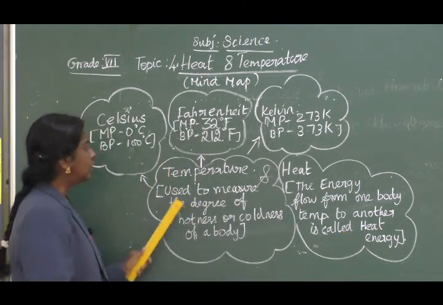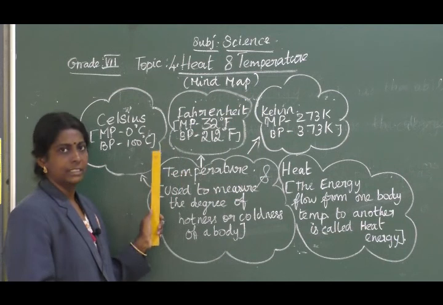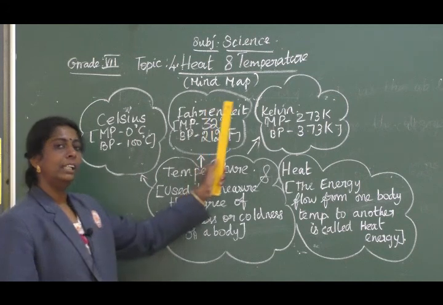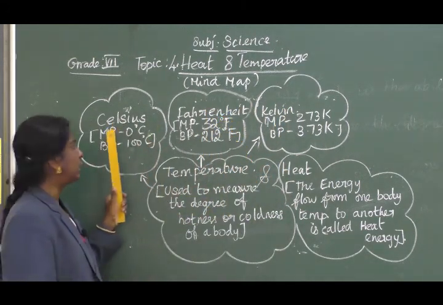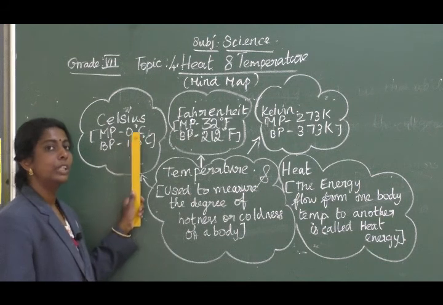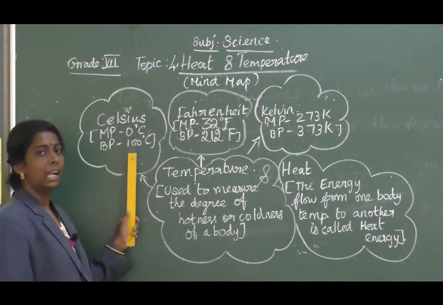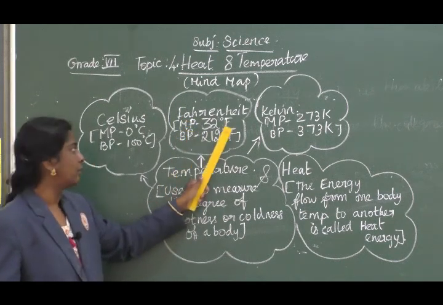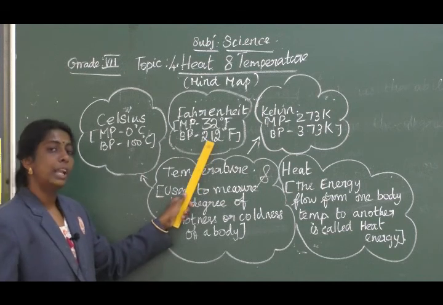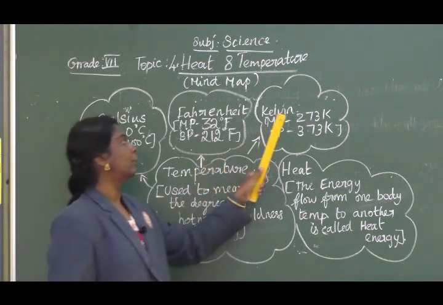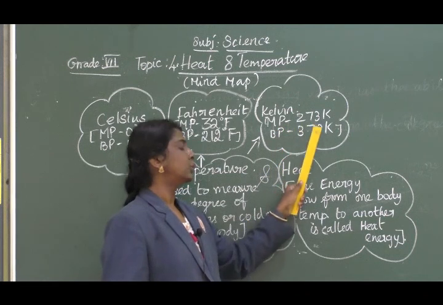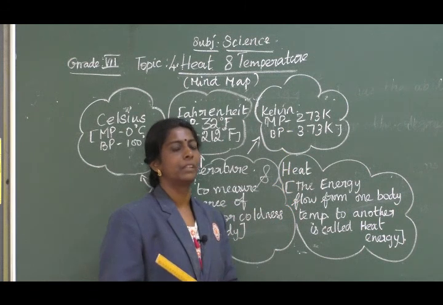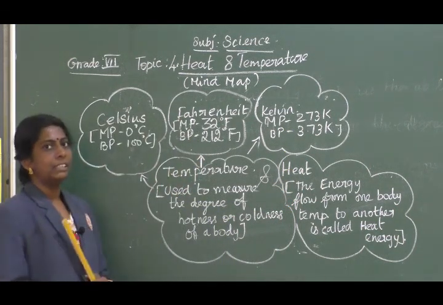Now again, there are three units of temperature. What are those? Celsius, Fahrenheit and Kelvin. In Celsius, the melting point is 0 degrees Celsius and the boiling point is 100 degrees Celsius. In Fahrenheit, the melting point is 32 degrees Fahrenheit and the boiling point is 212 degrees Fahrenheit. In Kelvin, the melting point is 273 Kelvin and the boiling point is 373 Kelvin. We will learn about that in detail.